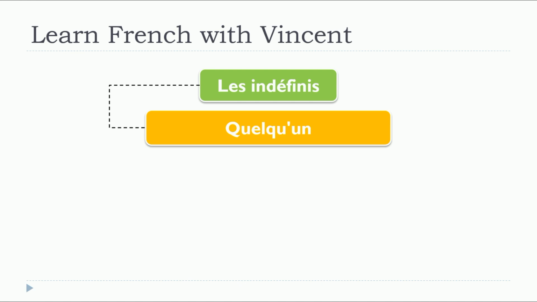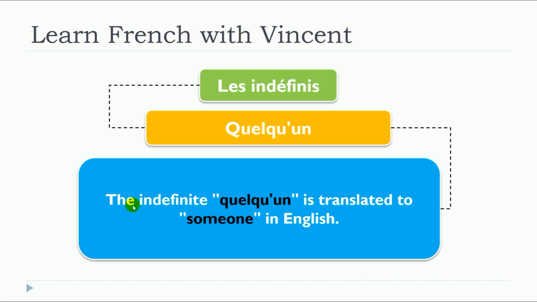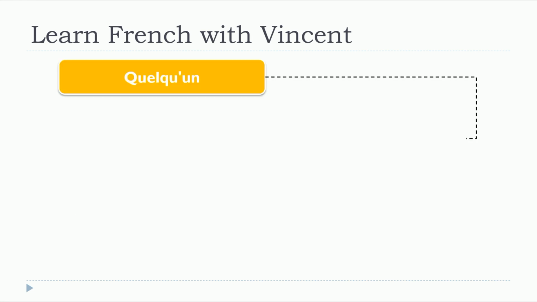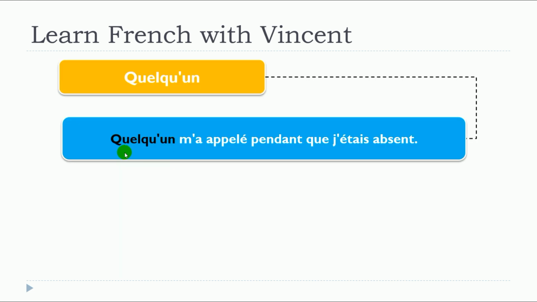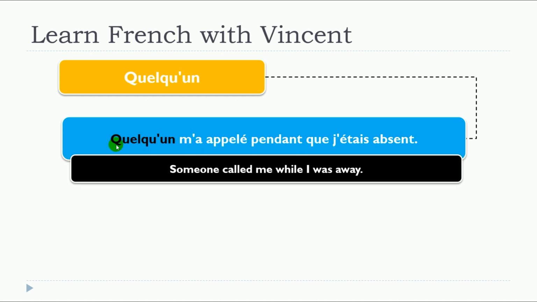In this lesson, we will see quelqu'un, and the indefinite quelqu'un is translated to someone in English. So we will see four examples with quelqu'un. Quelqu'un m'a appelé pendant que j'étais absent.